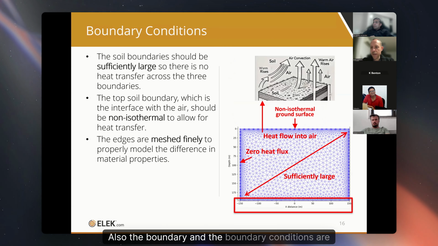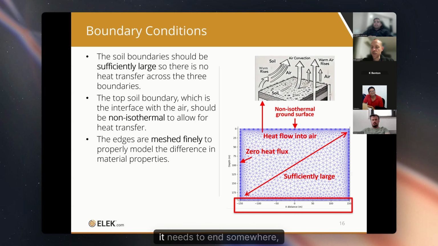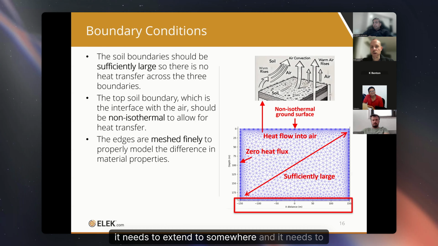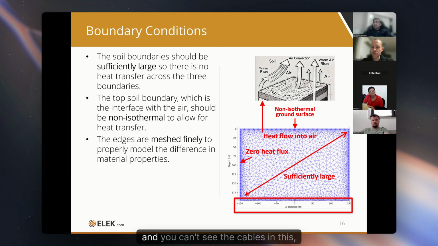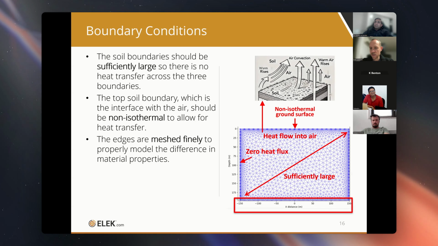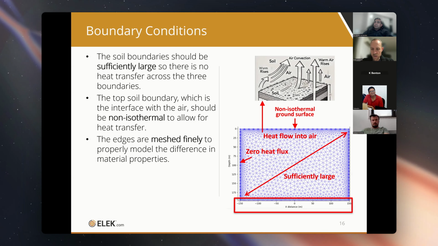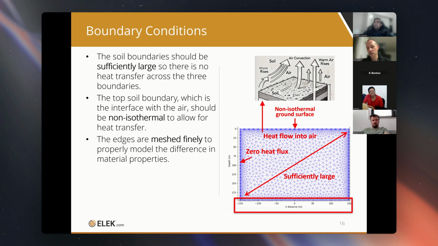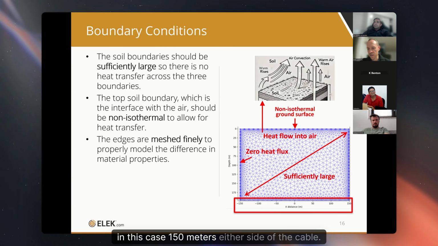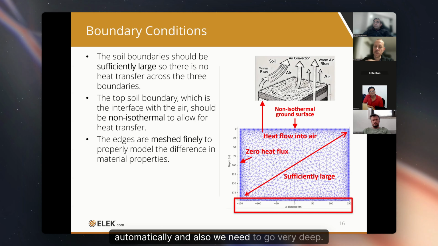Also, the boundary and the boundary conditions are also important. So in the bottom right-hand corner, you'll see that this FEM boundary needs to extend to somewhere, and it needs to end somewhere. You can't see the cables in this model, but there are cables there. You can see this environment extends up to 300 meters, in this case, 150 meters either side of the cable. We choose that automatically. And also we need to go very deep.